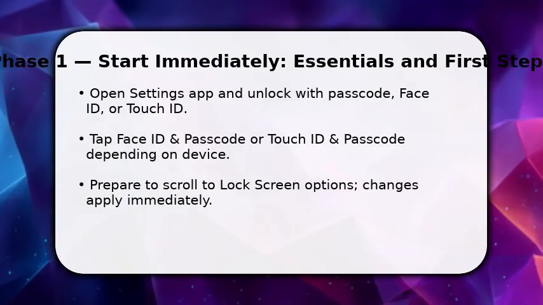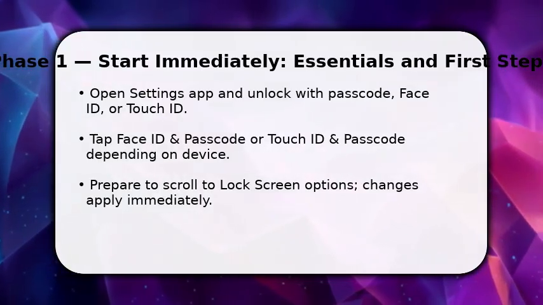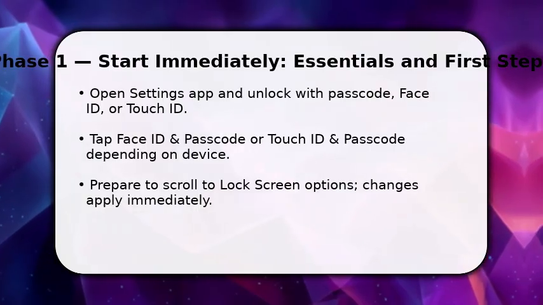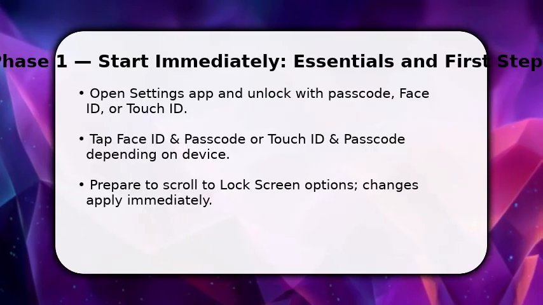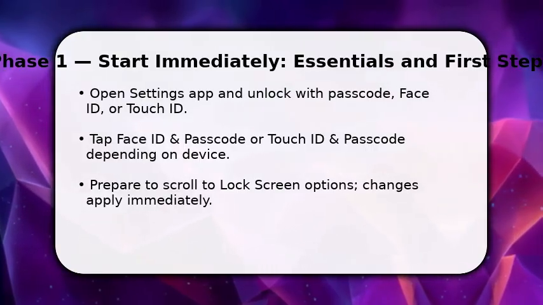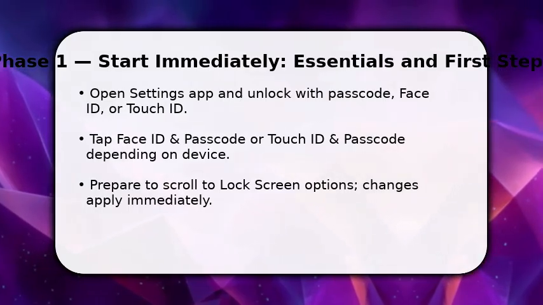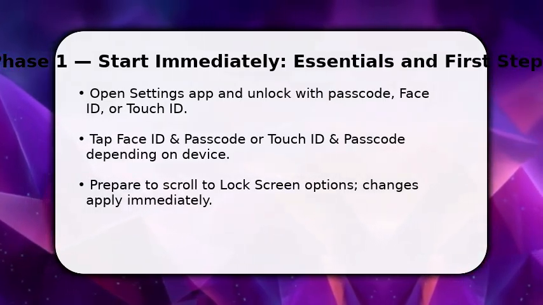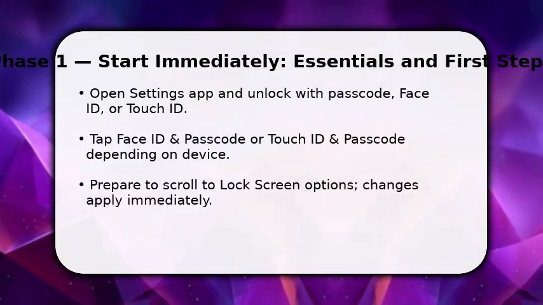You begin by opening Settings and authenticating with your passcode, Face ID, or Touch ID so you can change secure options. Once done, tap Face ID and Passcode or Touch ID and Passcode, depending on your iPhone, because that panel controls what appears on the lock screen. Make sure to scroll down within that screen until you see the Allow Access When Locked section. You need that visible to toggle features off.